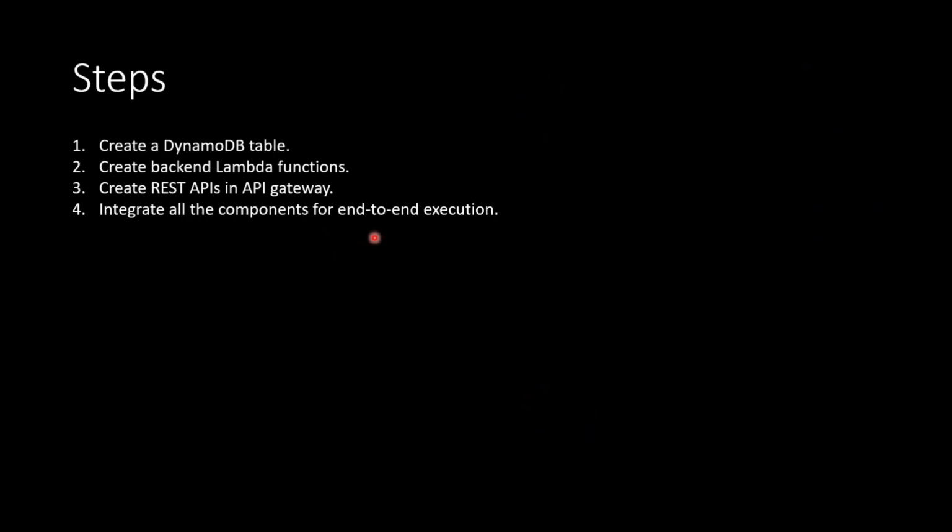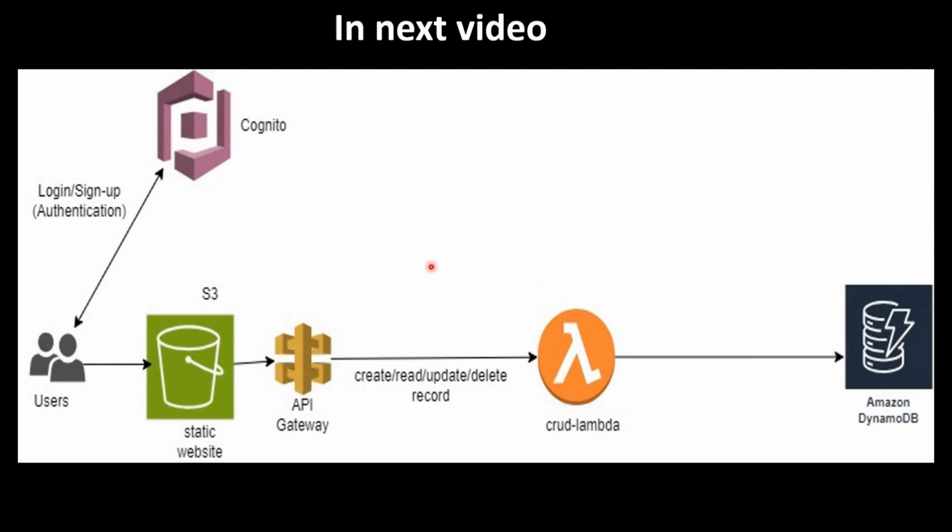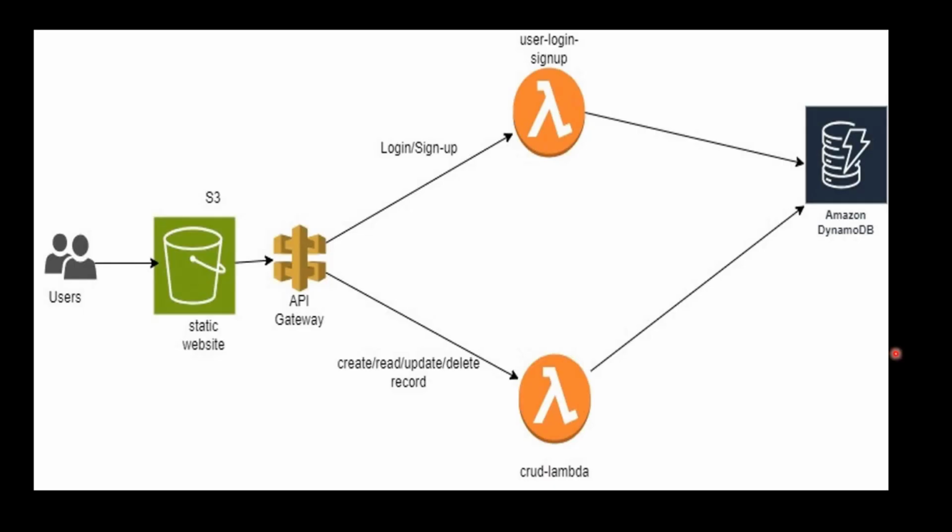In the next part of the video we will be using the Cognito service for authentication, for login and sign up, and also as a user database, which is a better approach for authentication. Cognito is an IDP service provided by AWS. In the next video we will be removing this login sign up lambda function, and instead of this lambda we will be using the Cognito service.